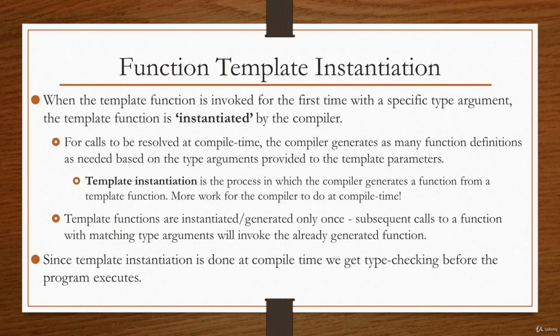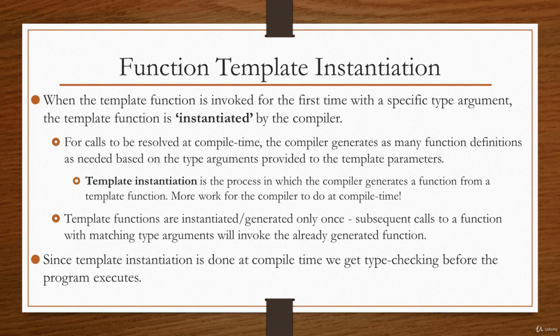When the template function is invoked for the first time with a specific type argument, the template function is instantiated by the compiler. For function calls to be resolved at compile time, the compiler generates as many function definitions as needed based on the type arguments provided to the template parameters.